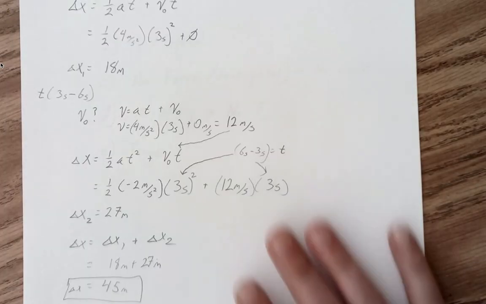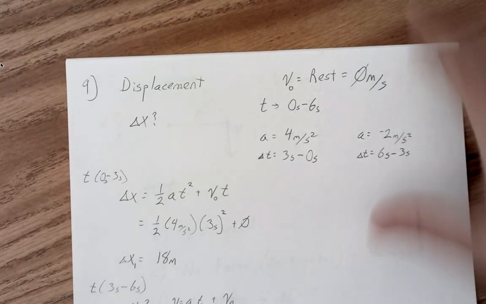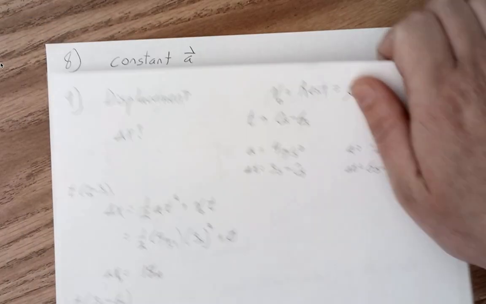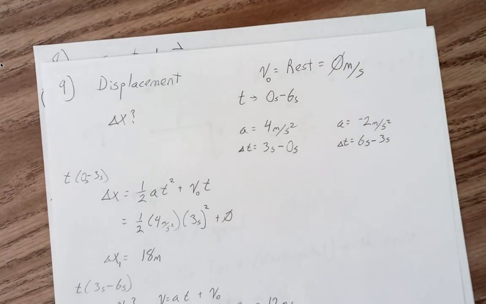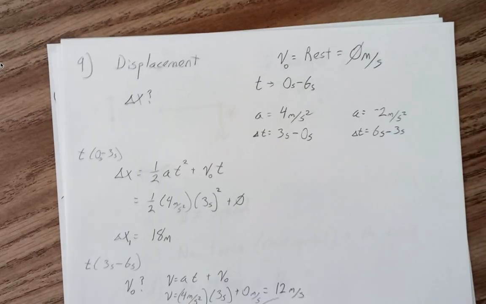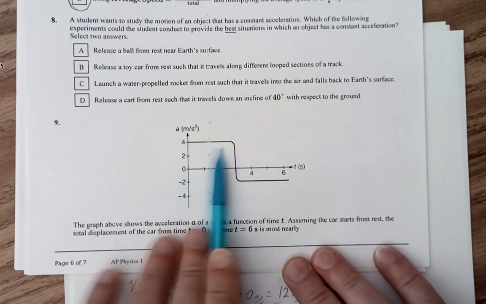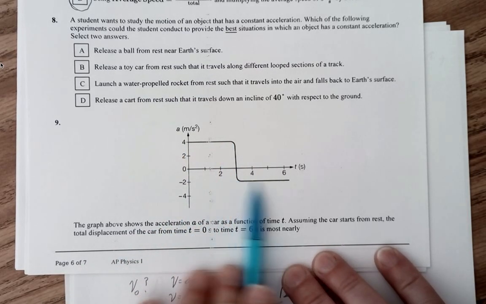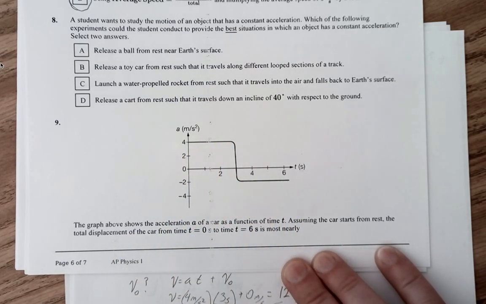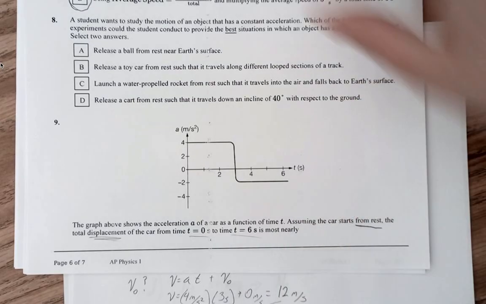As I continue to number 9, number 9 is trying to get us to get a displacement. A displacement calculation from acceleration versus time graph. We know that we have this acceleration for 3 seconds and then a negative acceleration for another 3 seconds. We assume that the car starts from rest, and what we're trying to get is that displacement for the entire time.